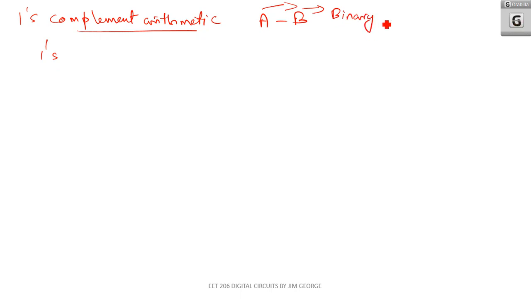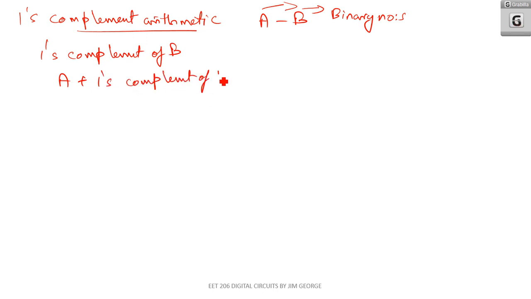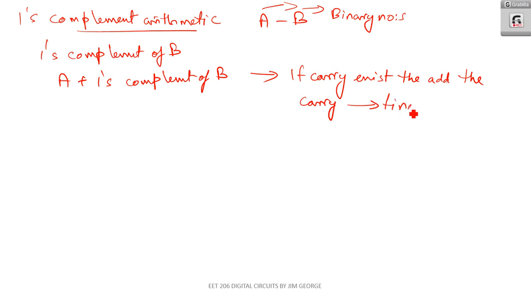So you have to take one's complement of B, and then add it to A. So you have to do A plus one's complement of B, and if a carry exists in the result, then add the carry, which gives the final result.